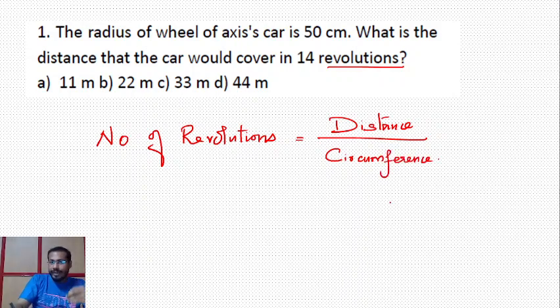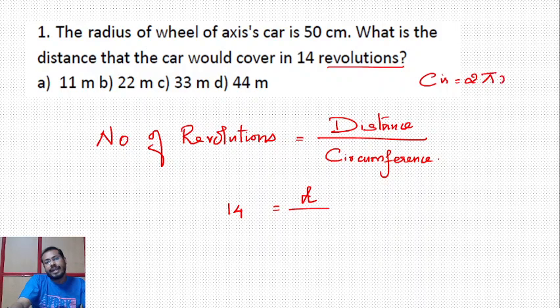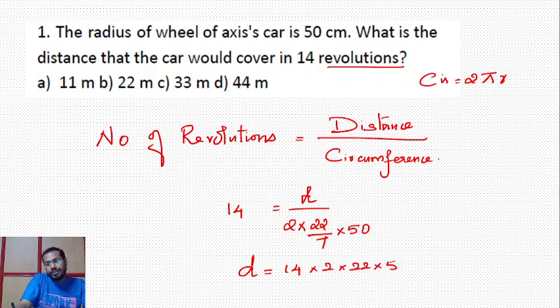So it is very easy. Here the number of revolutions is given, that is 14, and distance we need to find, d. Circumference, what is the formula for circumference? 2 pi r. I hope you guys remember this. So 2 into, what is the pi value? 22 divided by 7, into r is given, that is 50.